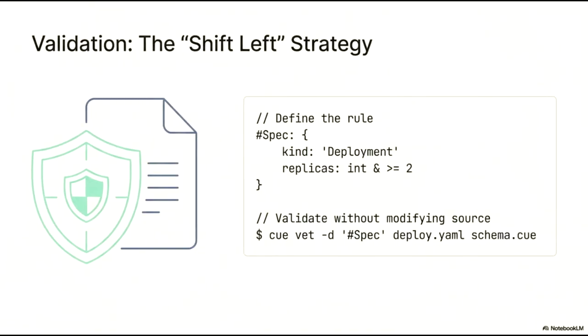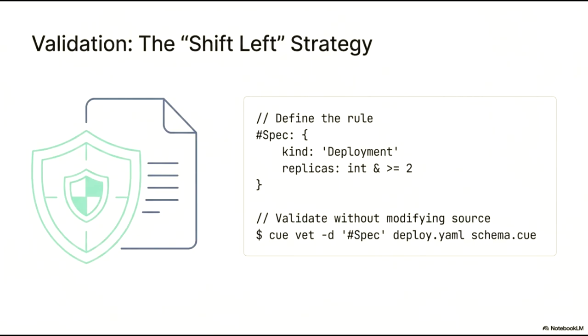Validation is a cornerstone of the shift-left strategy, aiming to identify issues as early as possible in the software delivery pipeline. By leveraging Q, we can define structured rules to ensure configuration consistency across our environments. In this example, we define a schema called #spec that requires the resource kind to be a deployment and mandates a minimum replica count of 2.